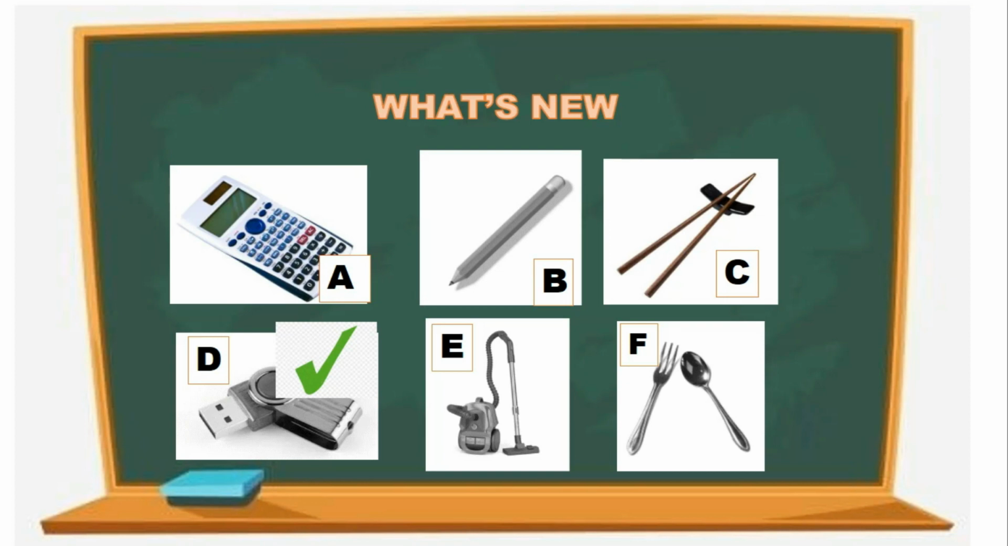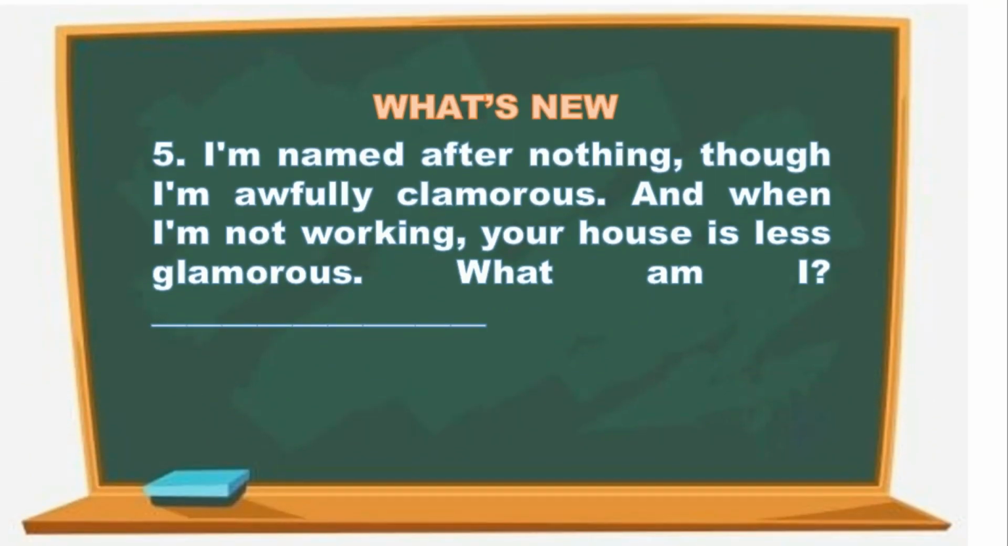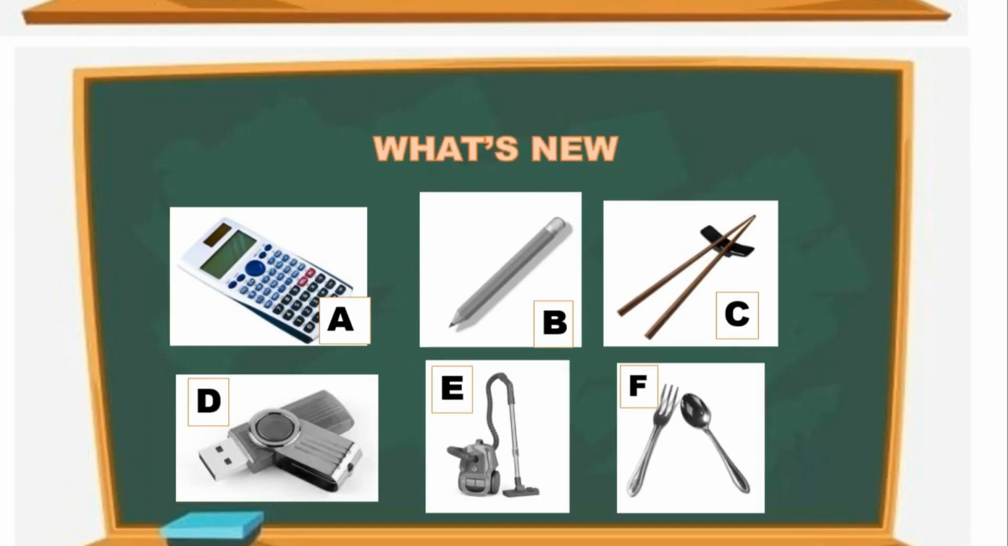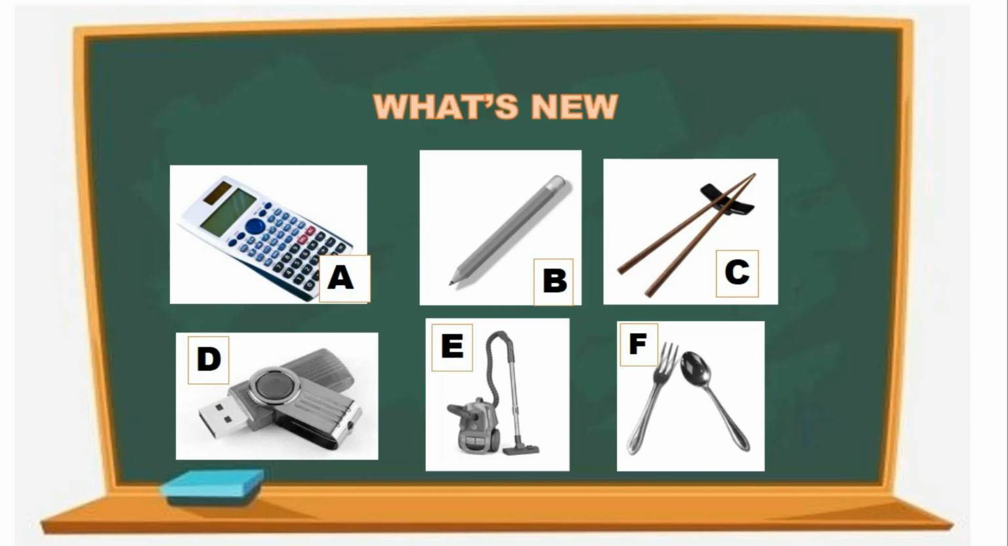The correct answer is letter D. Flash drive. Number 5. I'm named after nothing, though I'm awfully glamorous, and when I'm not working, your house is less glamorous. What am I? A. Calculator, B. Pencil, C. Chopstick, D. Flash drive, E. Vacuum cleaner, F. Spoon and fork. The correct answer is letter E. Vacuum cleaner.